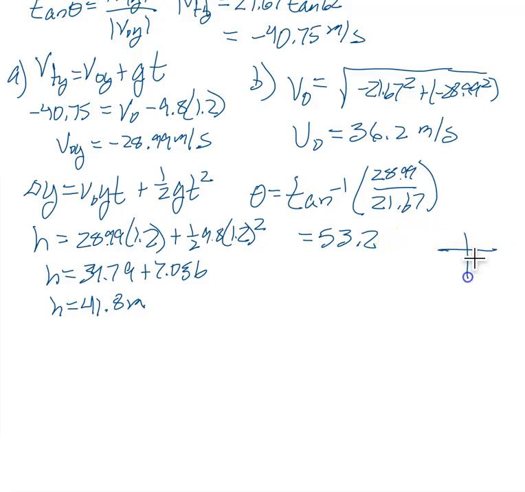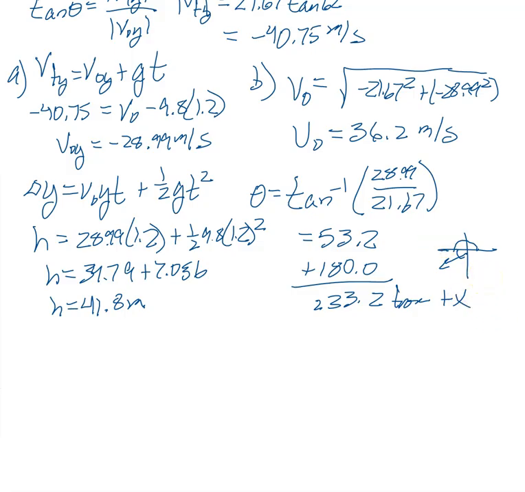So if we think about this, that would be all the way around, and then it would be this angle right here. So we'll just point that in that direction. If you want to know that angle from the positive x direction, we just add 180 to that, and so this would be 233.2 from the positive x direction if you needed to do that.